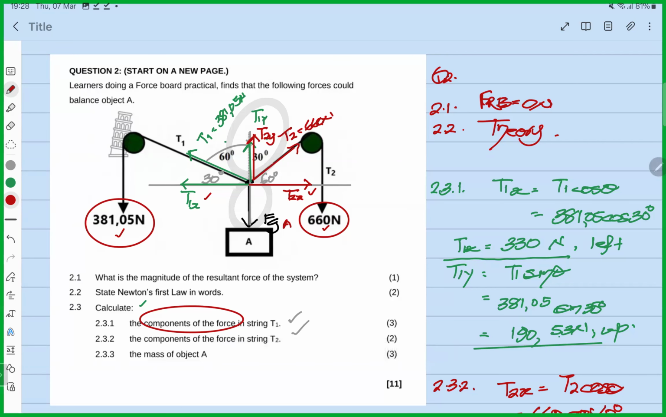Because they specifically asked for the components, I actually worked it out. Now, I don't know why they get so many marks for this. This was just a repetition question. So T1y plus T2y is equal to FGA here. So let's start there.